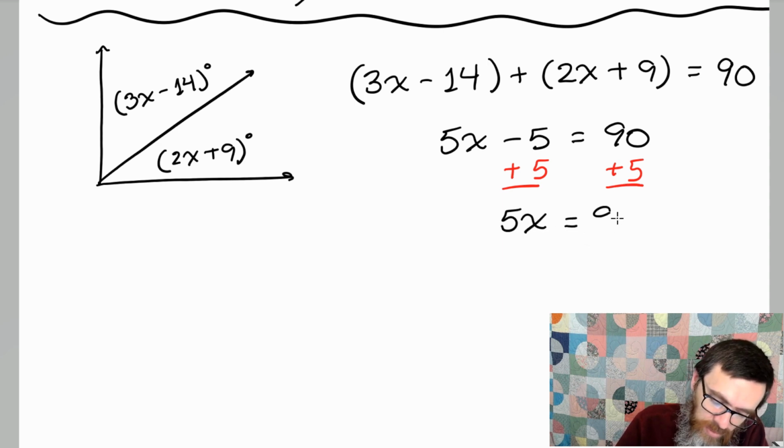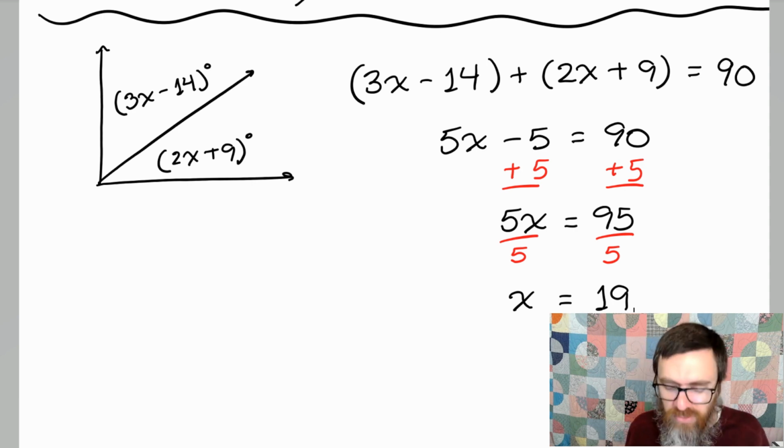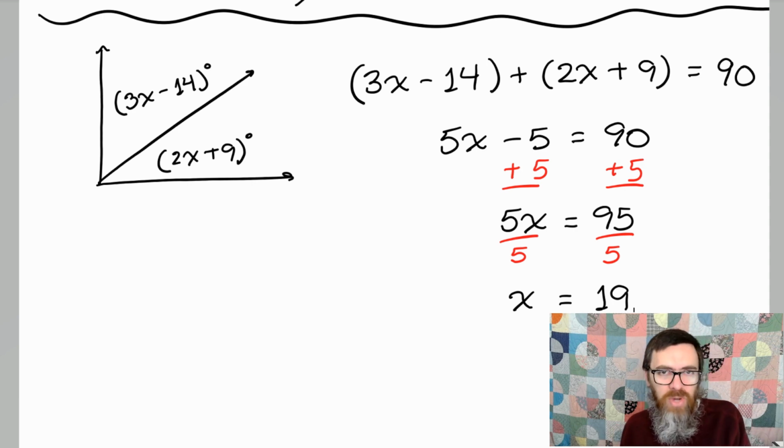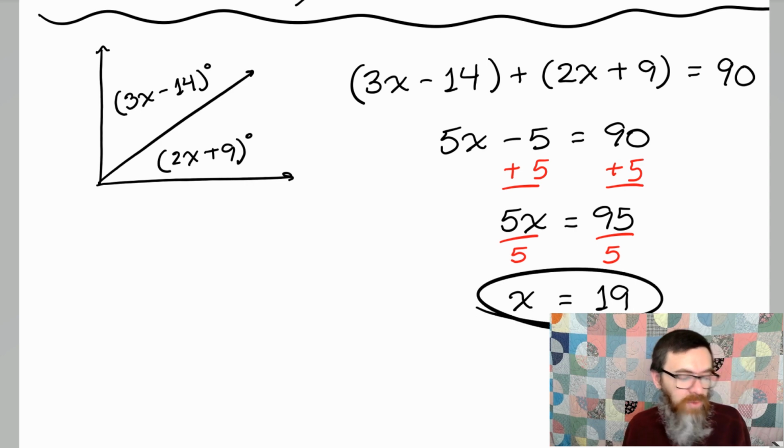So 5x equals 95. Dividing both sides by 5 means x equals 19. Now, before we box this and move on, make sure you pay attention to what the instructions say. From the notes it says, find x, which we did, and find the measure of each angle.